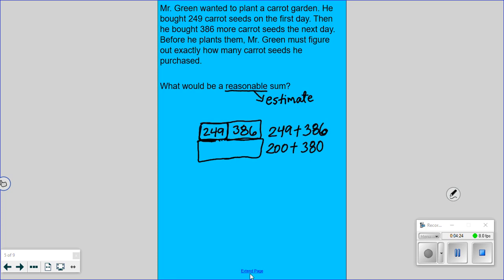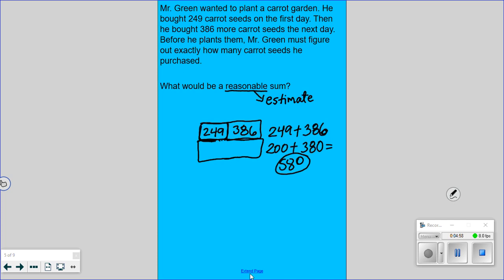If I'm adding 200 plus 380, what's going to be my sum? What's going to be my sum? 200 plus 380. Cole? 580. So an estimate or a reasonable sum is 580. Is that the exact answer? No. Ooh, don't talk while I'm talking, please.